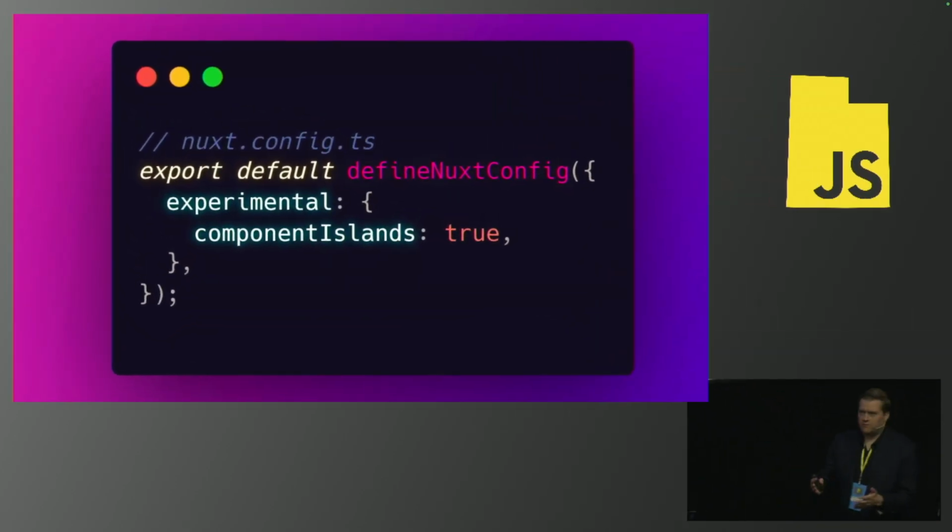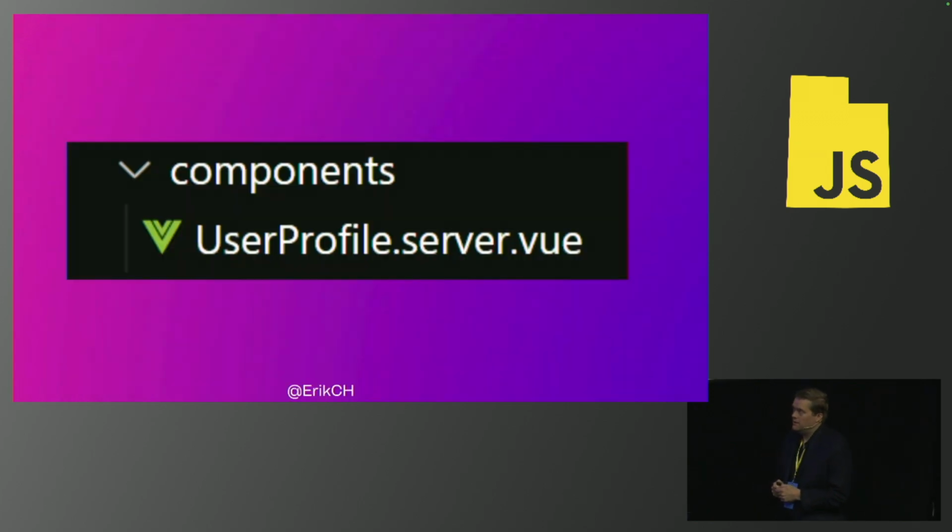So here is our Nuxt config. We have experimental components islands true. And this is all you need to do to start turning it on and start using it in your apps today. It kind of looks like this. UserProfile.server.vue would be the name of this component in your components folder. And just realize, with all the nice things with Nuxt, your auto imports still work with server components. You don't have to manually import your component. It'll detect it like normal.